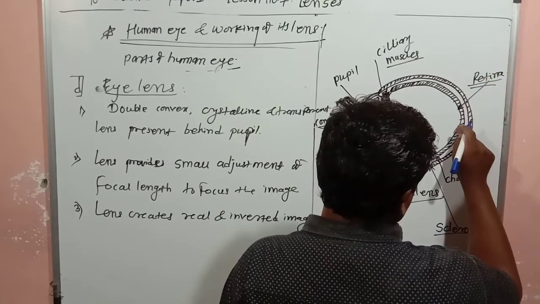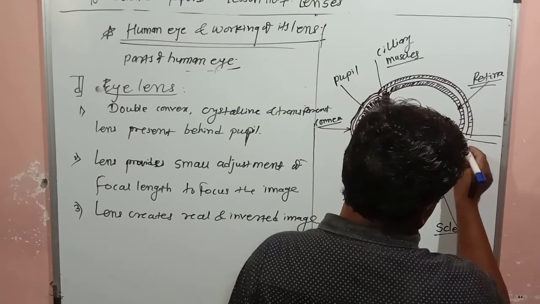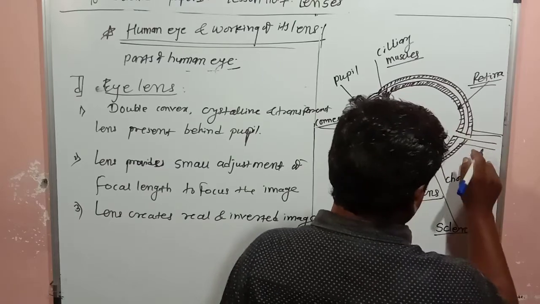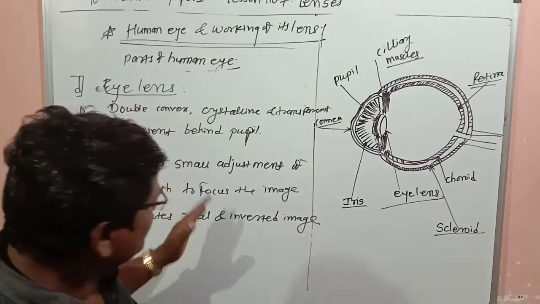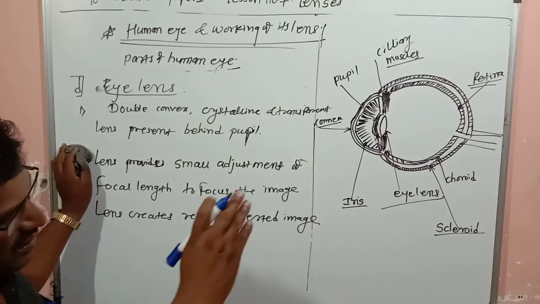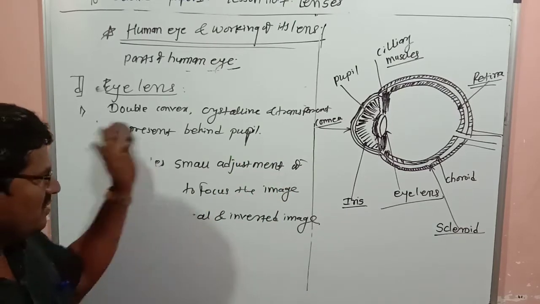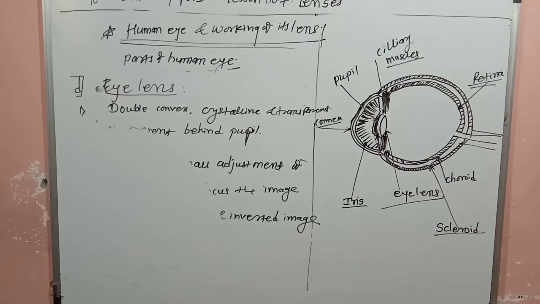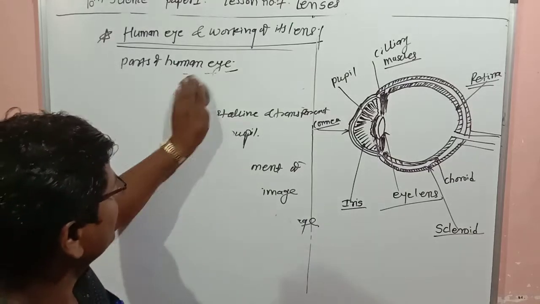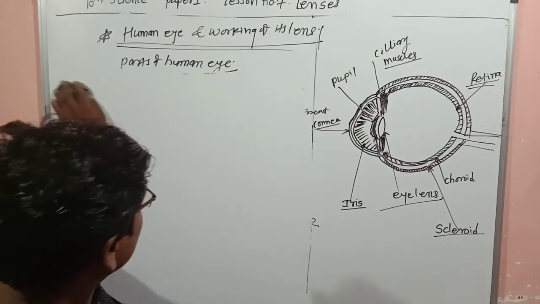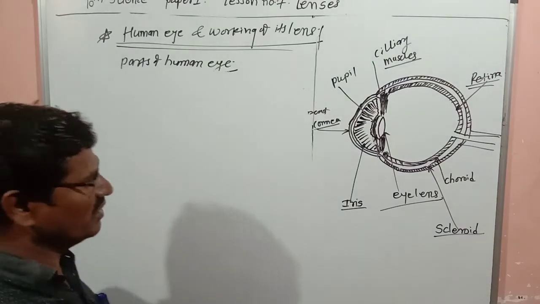And here optic nerves will be there. Okay, so I will rub this one, and then I am going to draw the next diagram. So 1 minute. After the lens, the next part is the retina. So that retina we are going to study.